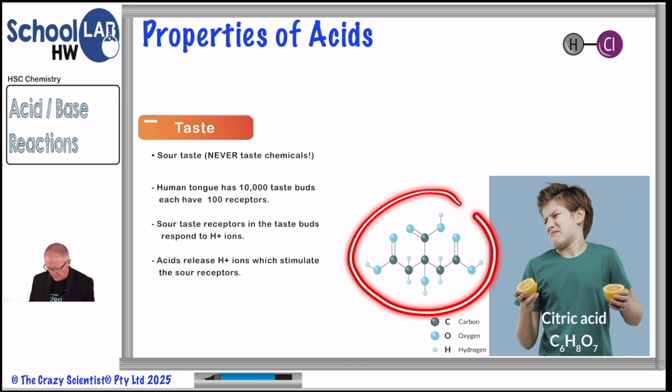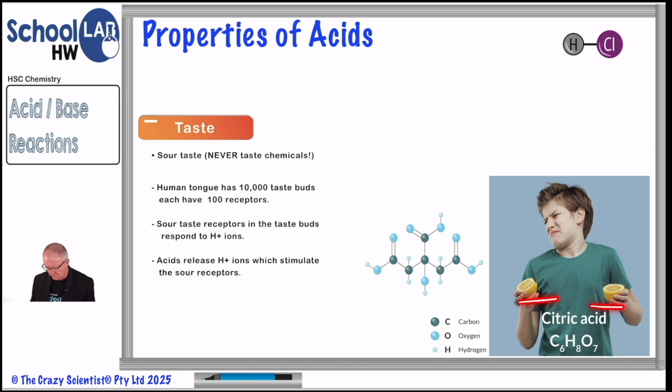Here I have a common acid that's found in our citrus fruit, which is citric acid. We're going to be using citric acid in this module, specifically when we start looking at its use as an acid for titration. And so we're going to do this one here.